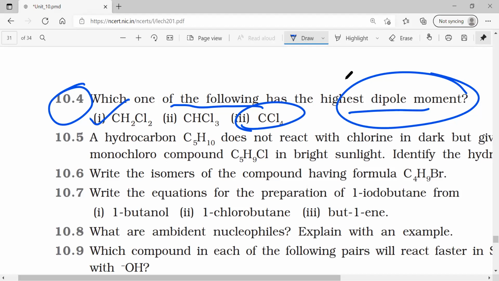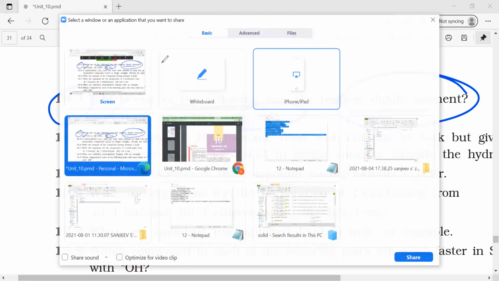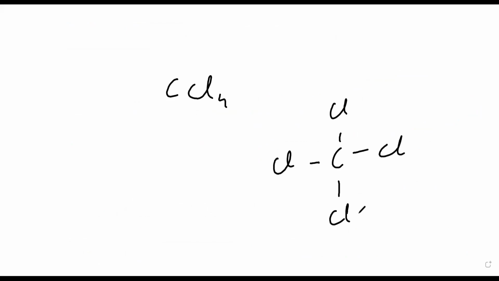But if you want to know why this is like this, if I take CCl4, I will just draw it: C, with Cl, one more Cl, Cl and Cl. Correct? So this is my CCl4, tetrachloromethane. Yes or no? This is my CCl4. So this structure clearly shows what? The dipole moment of Cl and this Cl.